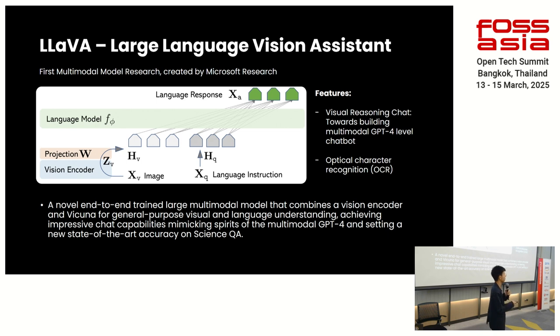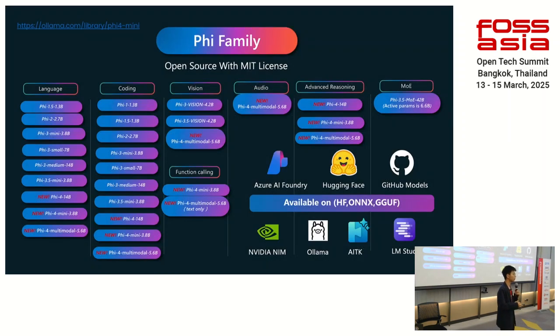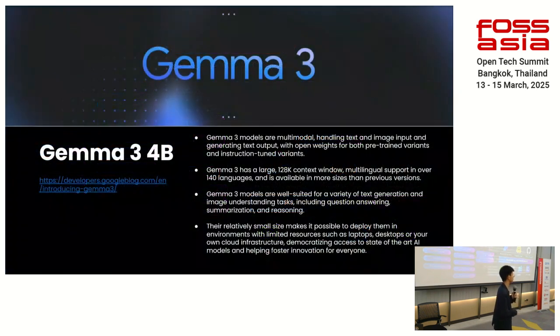And also it has features for building a multimodal chatbot and also OCR. And also for the Phi family, we just released Phi-4 mini with 3.8 billion parameters and also the multimodal Phi-4 with 5.6 billion parameters, which is very small and compatible with our devices.